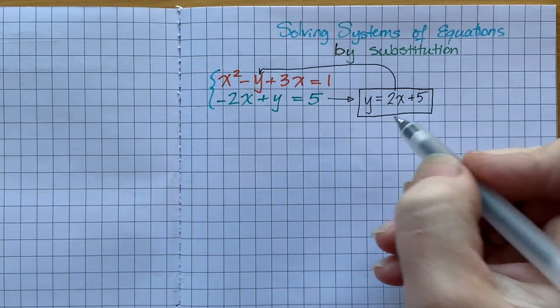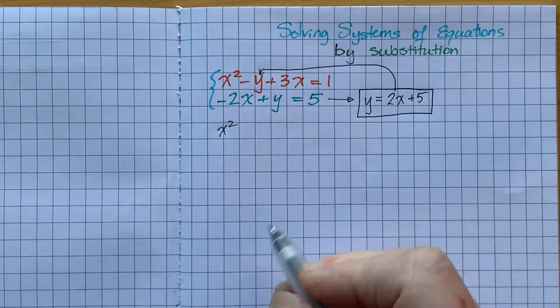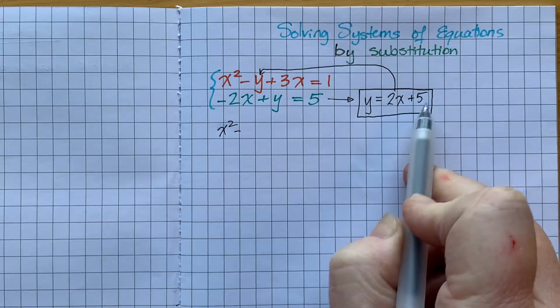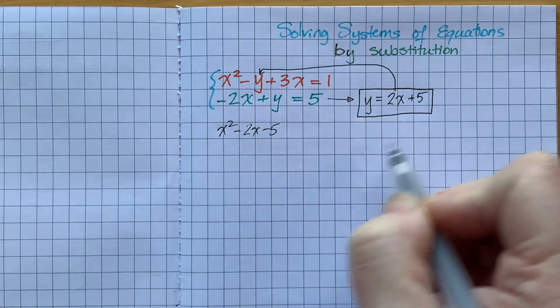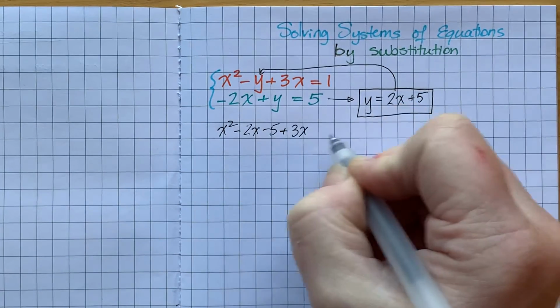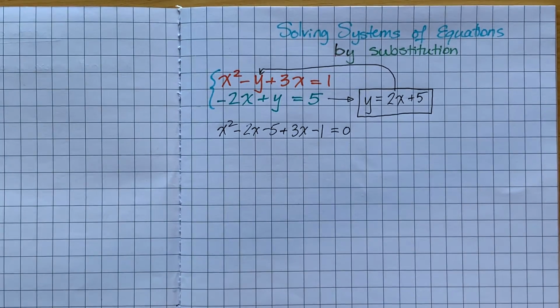Over here, we're going to now have x squared minus, don't forget that you have to distribute the minus to everything, so minus 2x minus 5, and then the rest of the equation, plus 3x minus 1 equals 0. I'm solving this already for 0 because I know that this is a quadratic equation, and in order to solve a quadratic equation, I need to use the zero product.